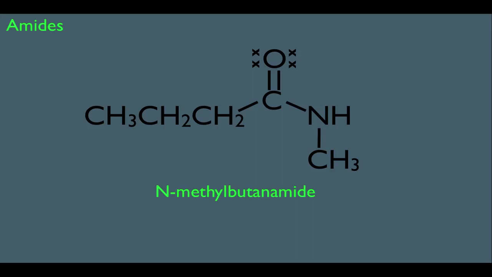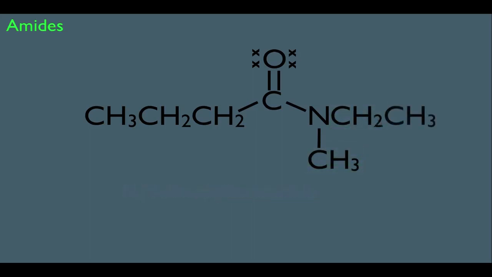To make sure you got this, let's look at another example. What if there were 2 methyls directly connected to the nitrogen? Again, the parent name is butenamide, and we have to call out these 2 methyls as substituents. And since there's 2, we would have to say N,N-dimethylbutenamide. But what about if the 2 alkyl groups were not the same, as in this example right here?